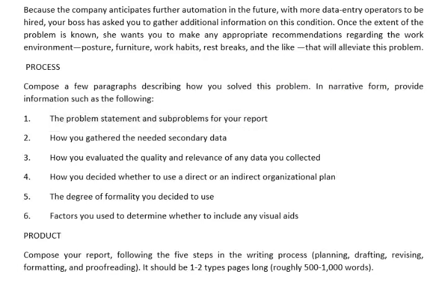Okay, well, what's the problem here? Well, the problem, of course, is that our data entry employees are suffering from carpal tunnel syndrome, and we need to figure out a way to protect our employees and protect ourselves from being sued, and figure out a way to help that problem. How you gathered the needed secondary data. Well, again, you can look it up in an encyclopedia, you can look it up online, you can look it up pretty much anywhere you like, and you can just find some basic information about carpal tunnel syndrome.